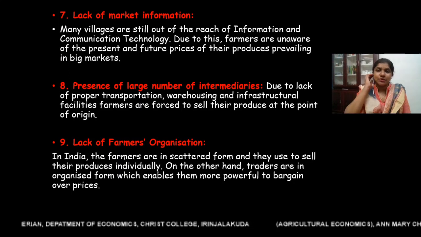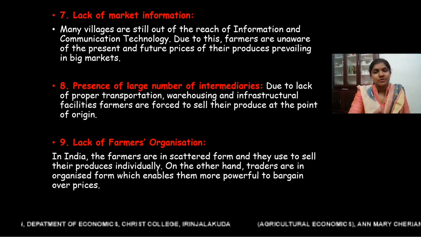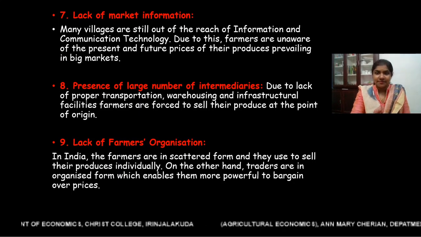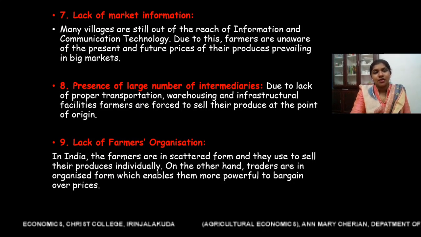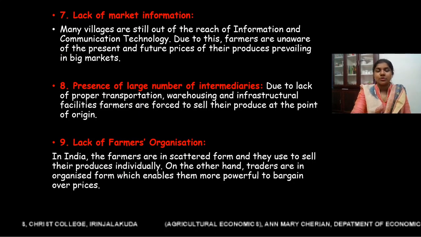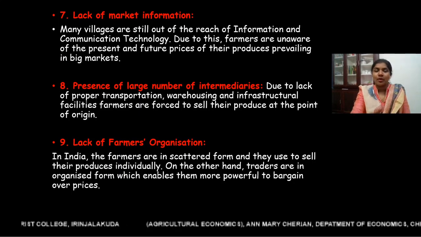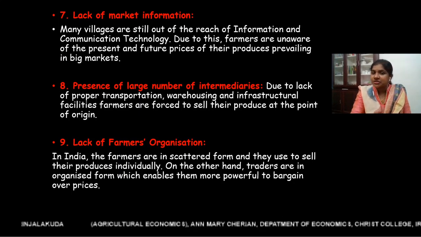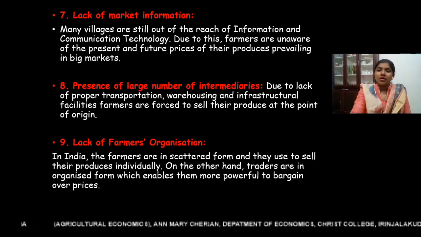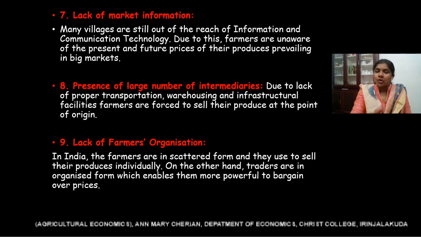Yet another issue is lack of farmers' organizations. In India, farmers are scattered and they usually produce their products individually as well as market their products individually. So their bargaining power is very low and their cost of production and transportation is also very high. So farmers are exploited by intermediaries.